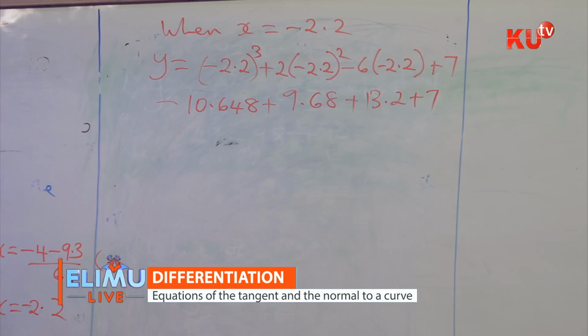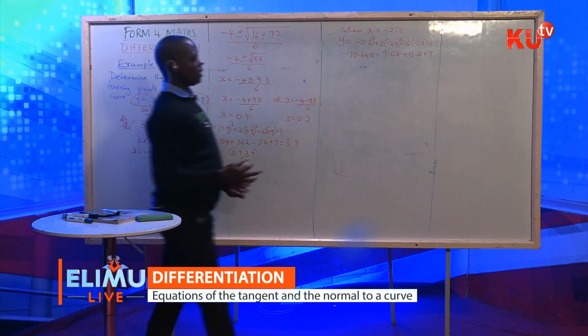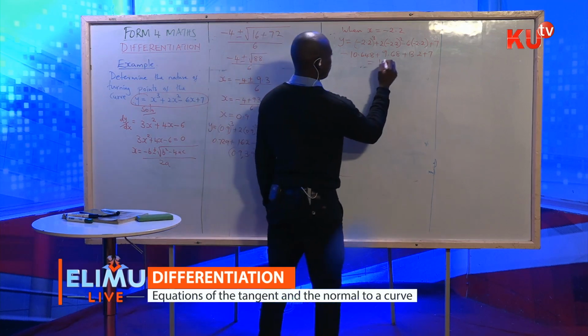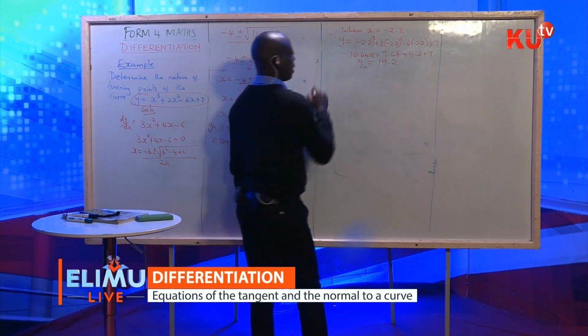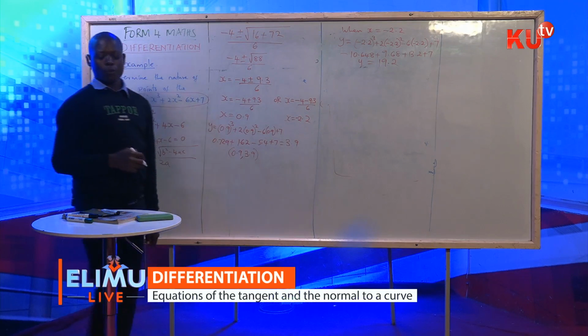That means we have negative 10.648, plus 9.68, plus 13.2, and then 7. Our answer is 19.2. Therefore, y is 19.2.